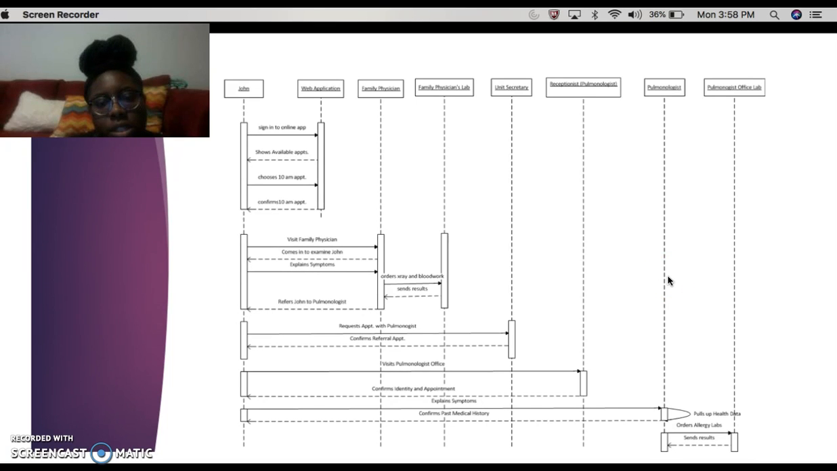With this sequence diagram, the only issue that I had initially was that I didn't include either one of the labs for the hospital. I didn't include the family physician lab or the pulmonologist office lab initially. I made it look like there was a turnaround interaction here where the family physician ordered the lab work, but then once I realized that the physician lab and also the pulmonologist office lab had to send the results back, I went back and added them both in.